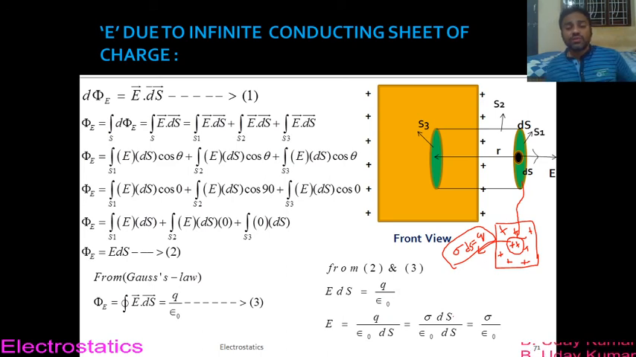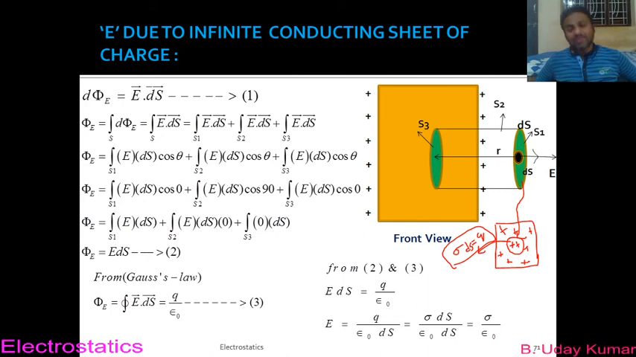So that means Q, I can write it as sigma into ds, and in the denominator we have epsilon 0 ds, and this ds gets cancelled, so you get finally sigma by epsilon 0. So this is the electric field intensity due to an infinite conducting sheet of charge, which comes out to be sigma by epsilon 0.